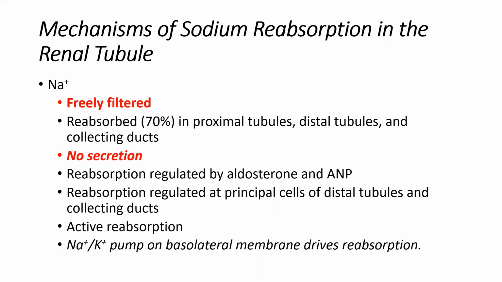Most of the regulation happens at the principal cells, in the distal tubule and the collecting duct. Here we mentioned that there's regulated reabsorption, and this is how that reabsorption is regulated under the influence of these two hormones. There's active reabsorption. The mechanisms rely on the sodium potassium pump on the basolateral membrane. Because we're pumping sodium out, we create the gradient for sodium to come into the cell passively. So it's really important to have those active pumps on the basolateral membrane to facilitate sodium reabsorption from the filtrate and back over into our peritubular capillaries.